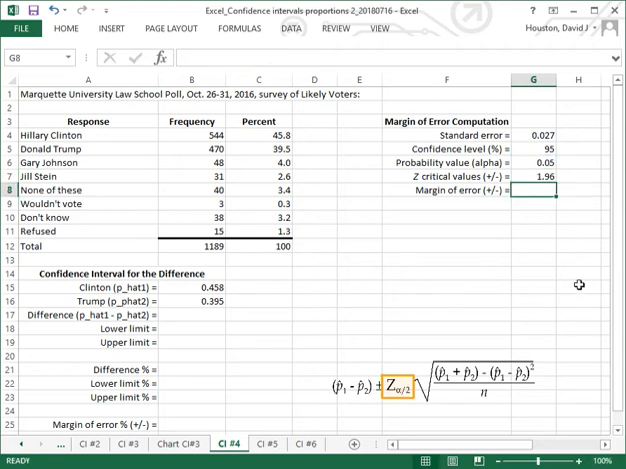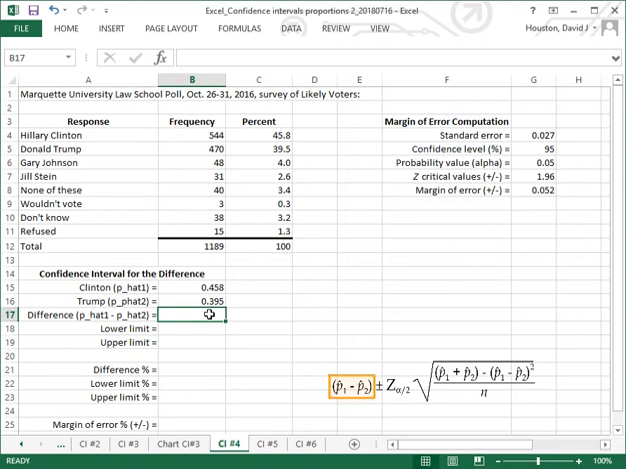Hit return. Now to find the margin of error, as we've done before, it's nothing more than the critical value multiplied by the standard error. Now we have all the information we need. We see a margin of error is plus and minus 5.2% or 0.052 proportion. We have everything we need to construct the confidence interval around the difference between these two candidates.